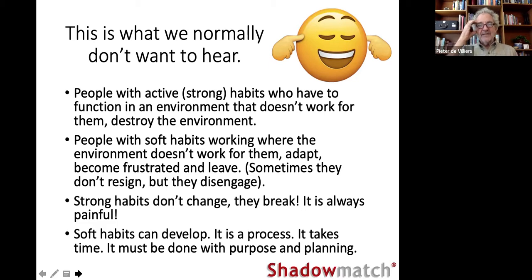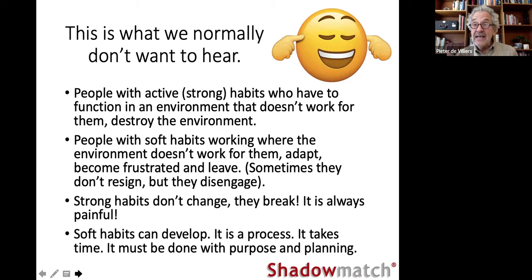People with active or strong habits, in the way we normally refer to the habits, very active habits, who have to function in an environment that doesn't work for them, destroy the environment. Don't underestimate the power of one individual with strong, very well embedded and assertive habits. They can destroy the environment for everybody working in it.